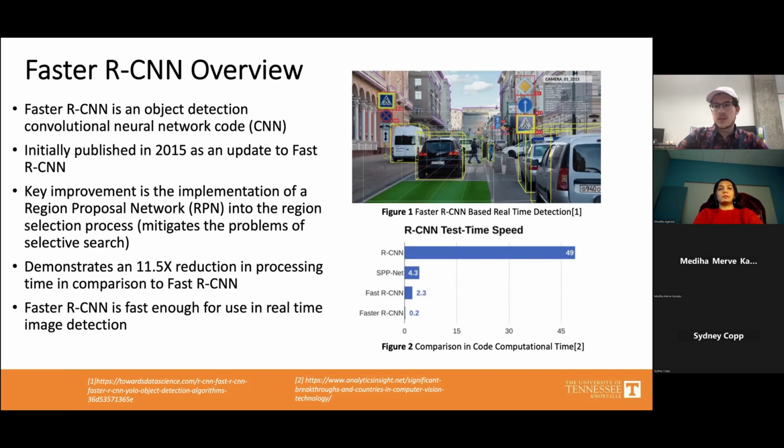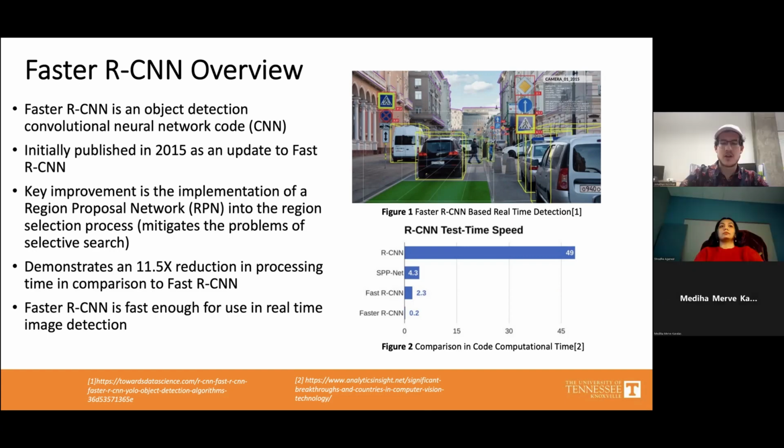In comparison to the previous iteration, fast RCNN, it was found that faster RCNN was able to speed up computational time by 11 and a half times, which is incredibly significant. It's fantastic. Some people say that faster RCNN is fast enough for use in real-time object detection. This can be debated, but it's definitely at the very least pseudo real-time image detection.